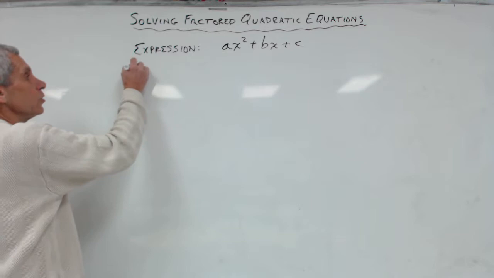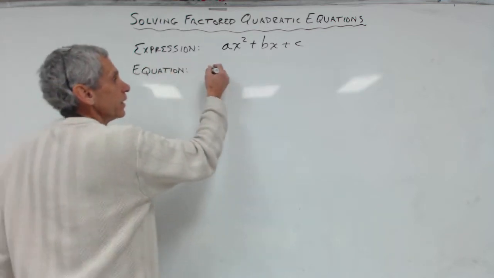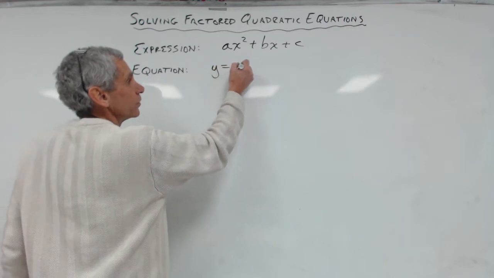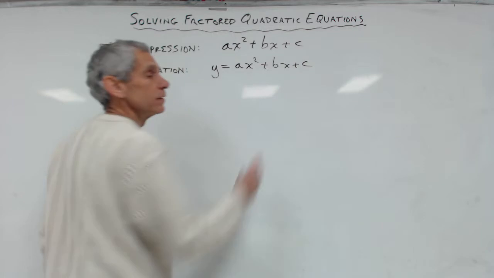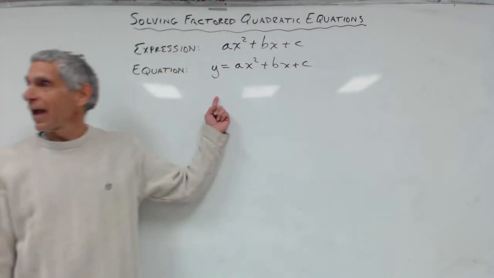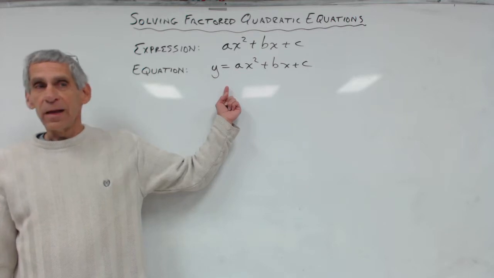So when we start doing an equation, it's going to be like this. y equals ax squared plus bx plus c. Okay, the only thing I added is y equals.